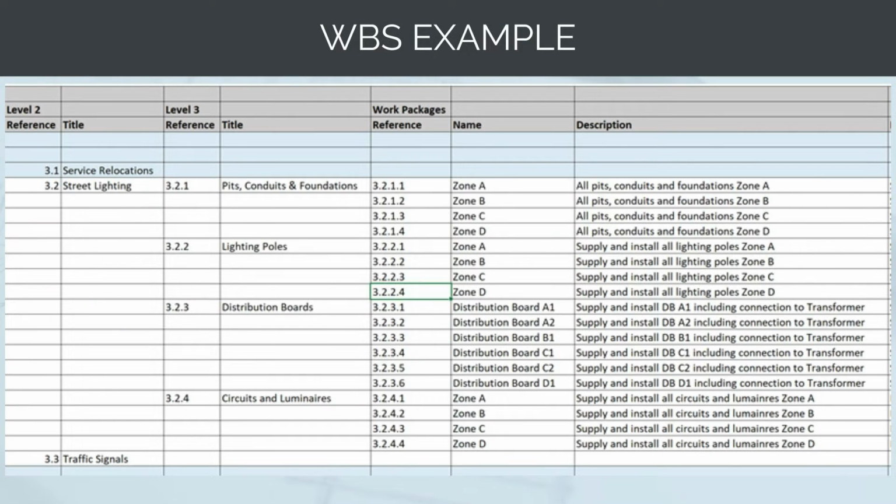Your work breakdown structure could have 10 levels, could have 20. For this example, we're only doing 3. But for a bigger project, you're going to have more, and for a smaller project, you're going to have less. And these are our smallest tasks.